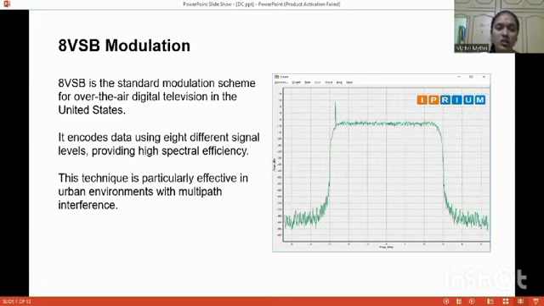8 VSB modulation. 8 VSB stands for the modulation scheme for over the air digital television in the United States. It encodes data using 8 different signal levels, providing high spectral efficiency. This technique is particularly effective in urban environments with multipath interference. As shown in the figure, it represents the 8 VSB modulation.